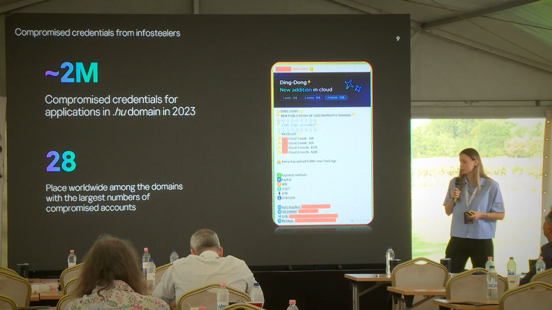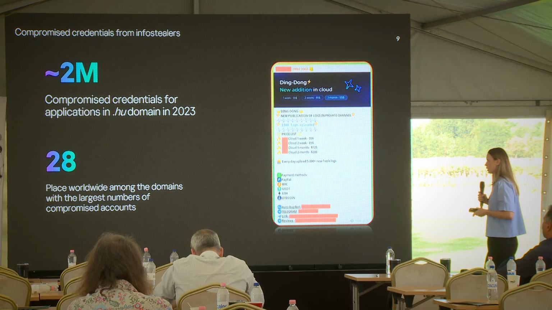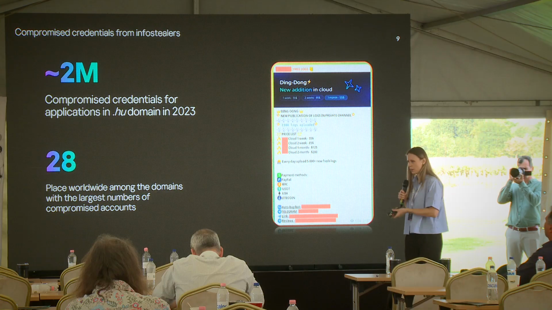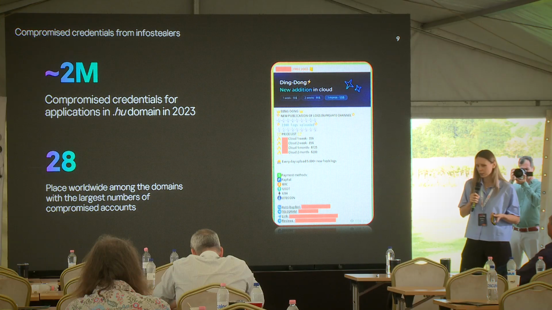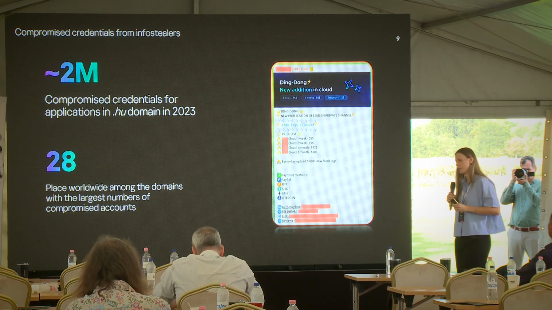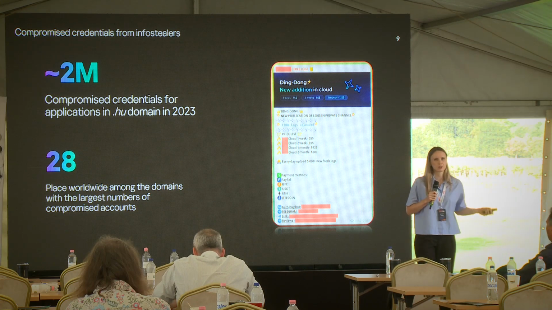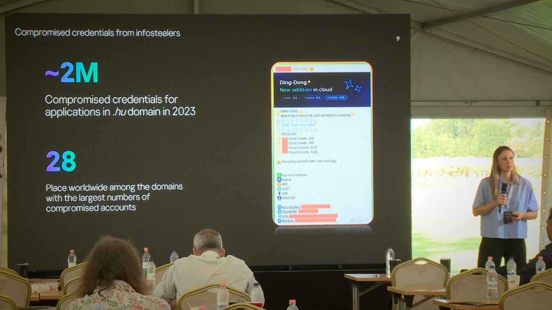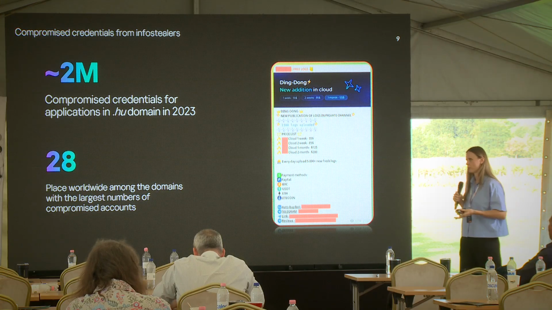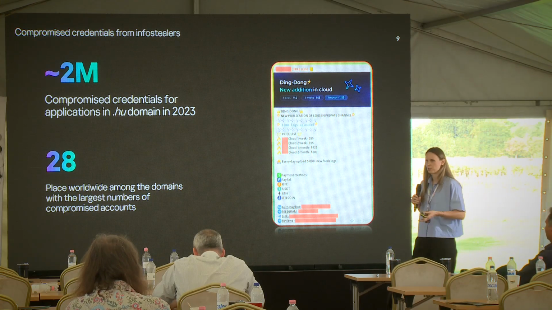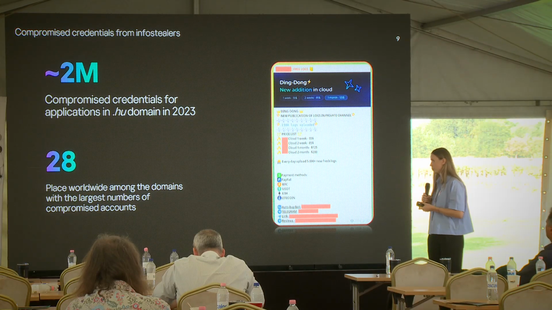I also have some numbers for Hungary. In Hungary, we saw 2 million compromised credentials in the main domain zone in the previous year. Hungary also, in our own ranking, took 28th place among the domains with the largest number of compromised credentials. As you may understand, this domain can be used for very different systems, third-party resources, government public resources, or organizations, also public applications.